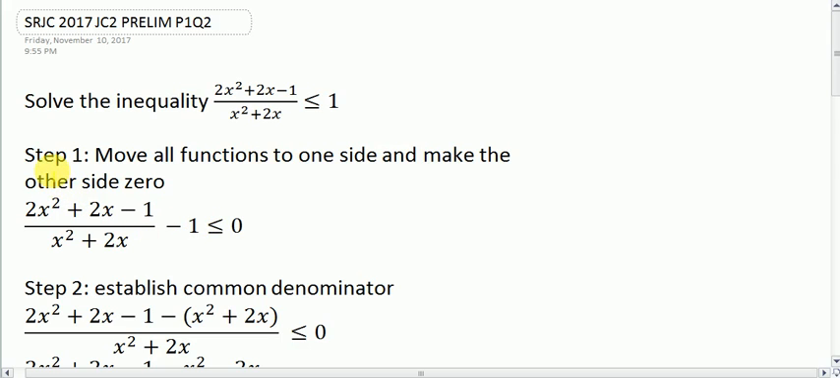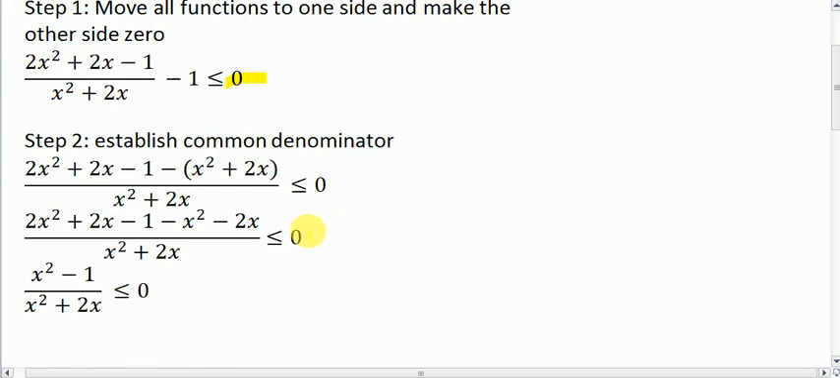So for step 1, we will move all functions to one side and make the other side 0. In this case, I decided to move the 1 to the LHS, leaving the RHS 0, so I subtract 1 from (2x squared plus 2x minus 1) over (x squared plus 2x), leaving the RHS 0. Very simple. Second step, I will establish a common denominator.